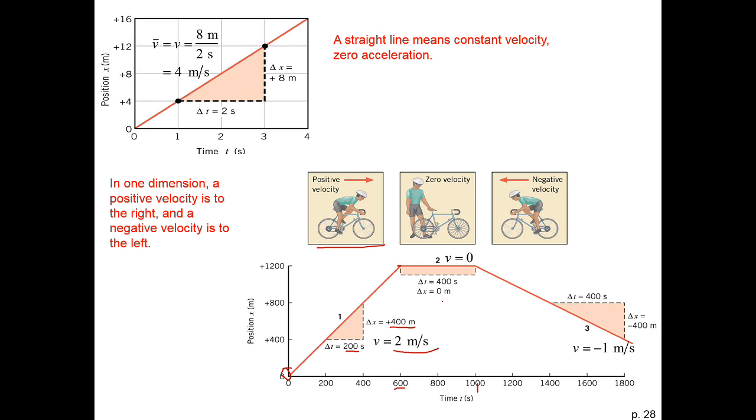Now if we look at this stop point where he's come to a stop, he's traveled 0 distance in 400 seconds, so here his average velocity is 0. And now he's turned around, and over this time period he has traveled 400 meters to the left in 400 seconds, so his velocity is -1 meters per second. Notice that negative velocity just means that he's moving to the left, so positive is to the right and negative is to the left.